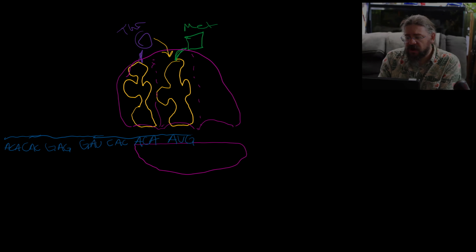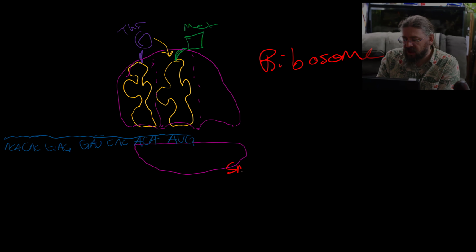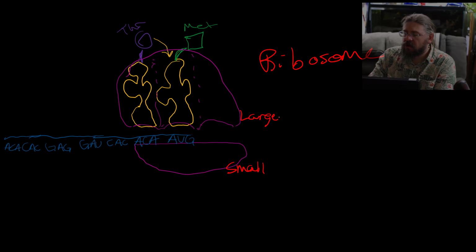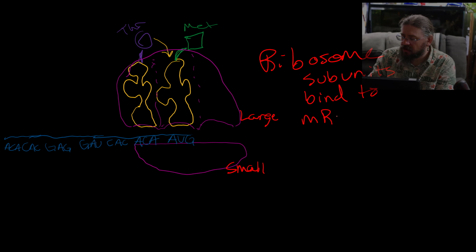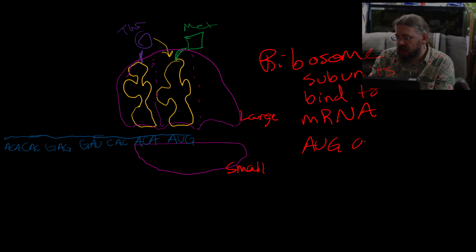So the first thing to know is that the ribosome, which is made of a small subunit and a large subunit, right? The ribosome subunits bind to the mRNA, and when they do that, the AUG will be at the P site.